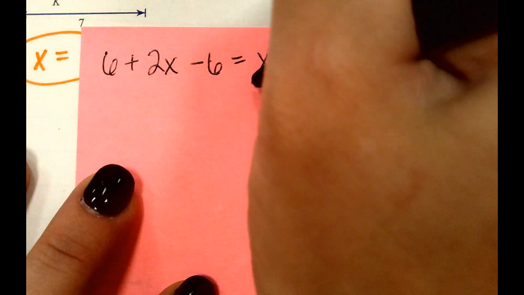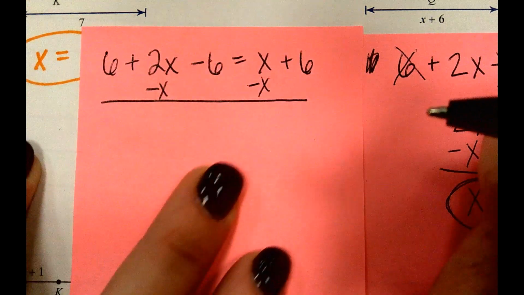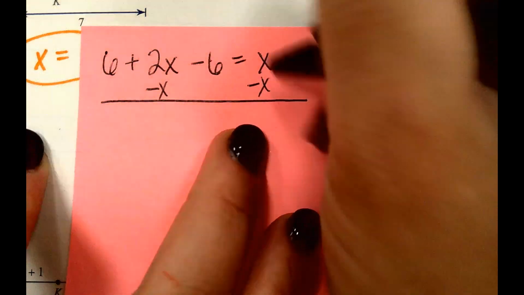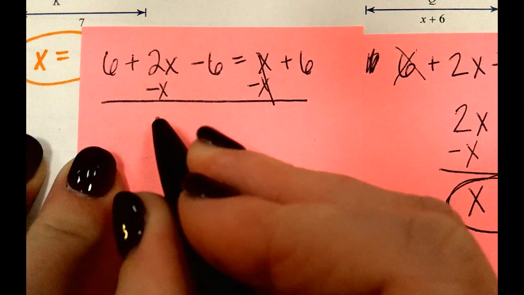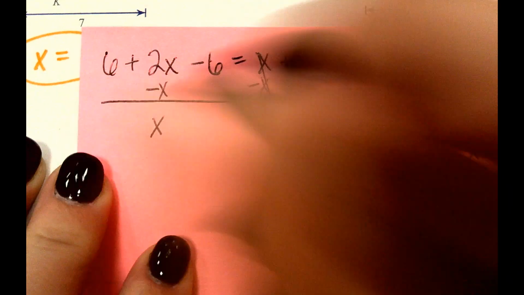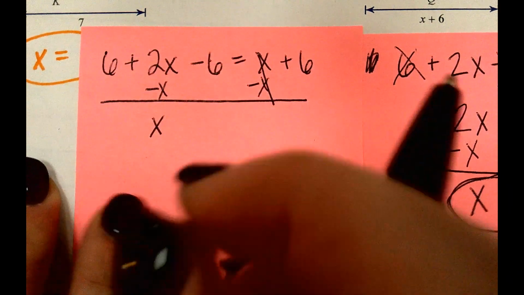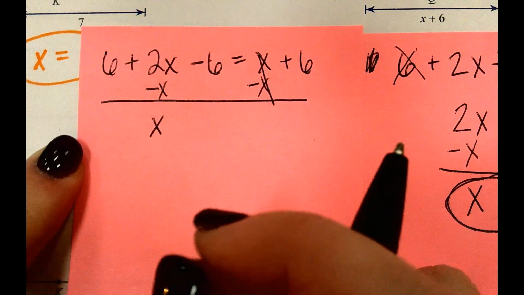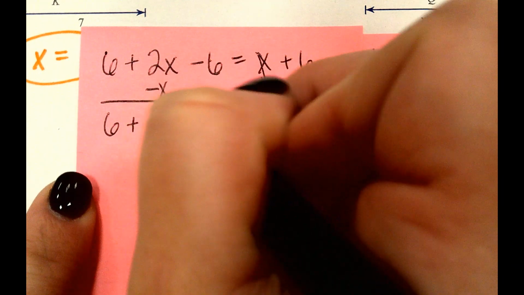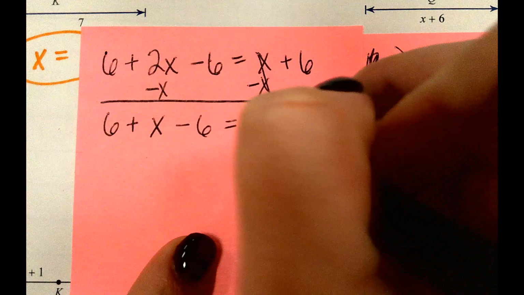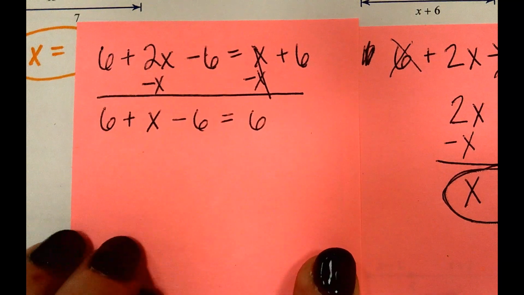Okay, then you subtracted x from both sides, right? Yeah. Okay, minus x, minus x. Your x is canceled over here, right? And then 2x minus x, what'd you get? Just x. Perfect. Okay, then what did you bring down? Then 6 plus x minus 6 equals 6. Okay, then what did you do?